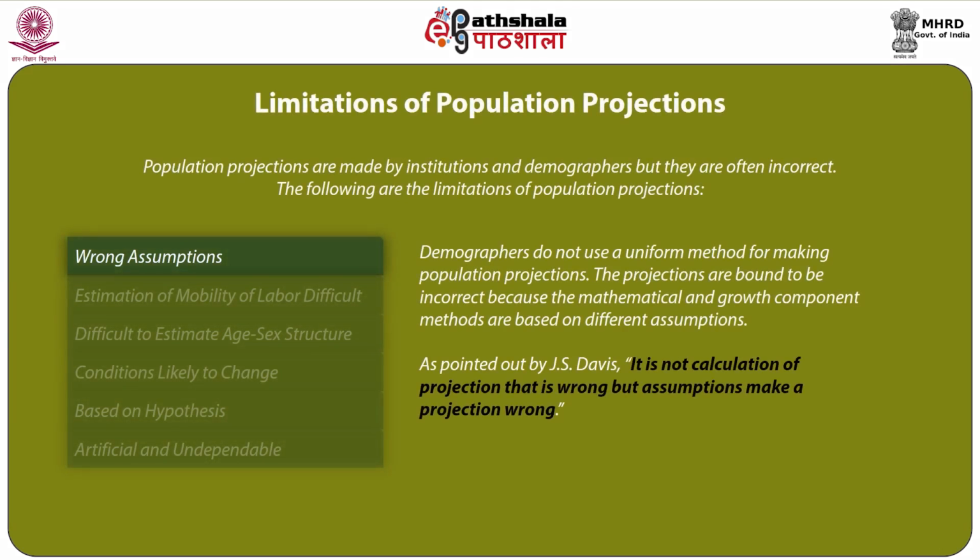Now, let us discuss the limitations of population projections. Population projections are made by institutions and demographers, but many times they are incorrect. The following are the limitations of population projections. Number 1, wrong assumptions. Demographers do not use a uniform method for making population projections. The projections are bound to be incorrect because the mathematical and growth component methods are based on different assumptions.